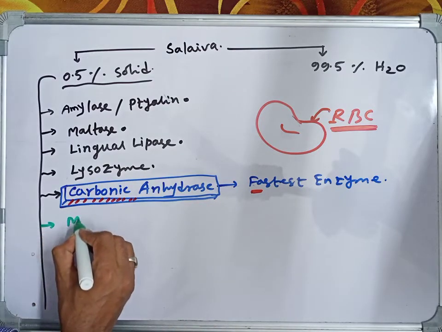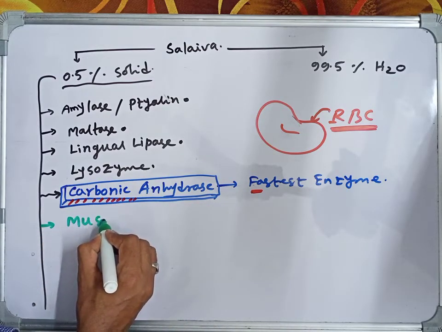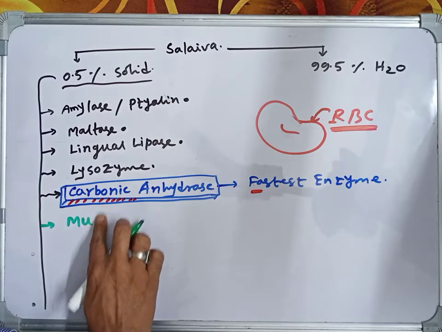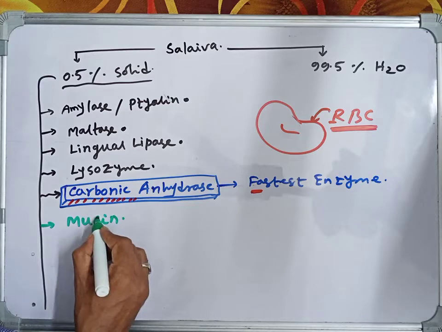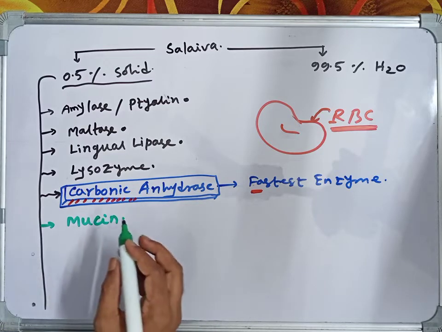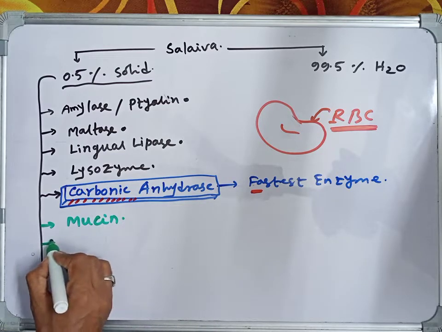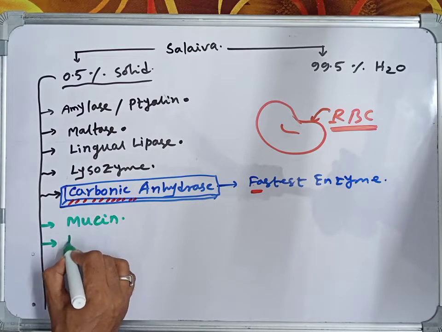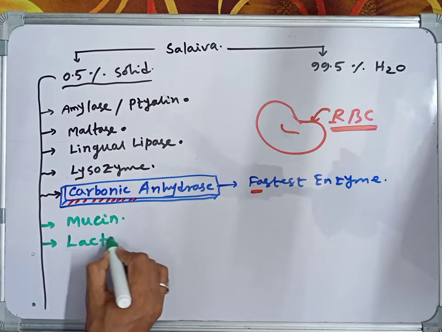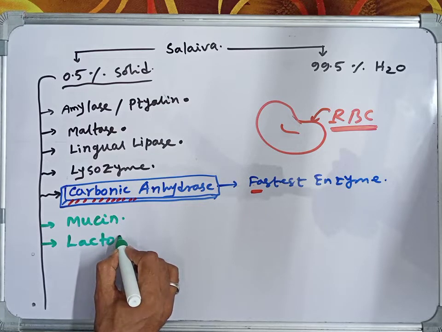Another component of this solid portion present in saliva is mucin. Mucin is also present in saliva. And there is another component present in saliva, called lactoferrin.